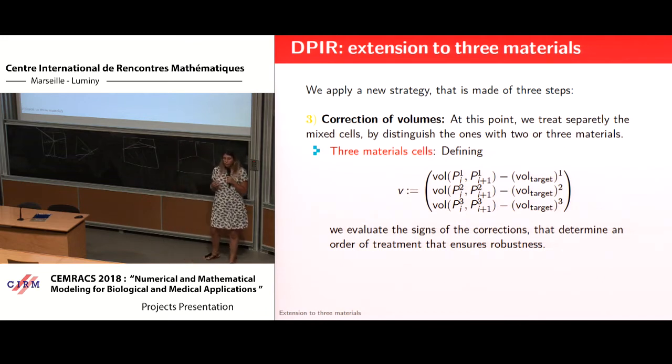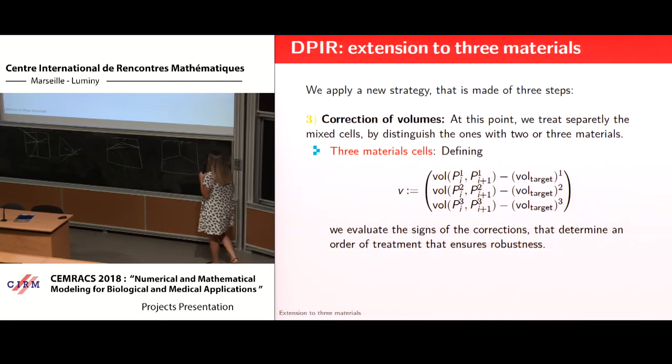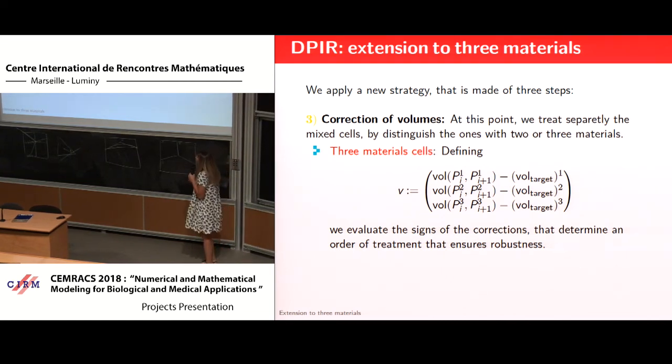So we didn't want to choose a material as the first and then give it priority. What we observe is that if the volume inside the cell is not already corrected, there will always be a material that behaves differently with respect to the others. So there will always be a material, for example this one, that wants to increase this volume, and the other two want to diminish it, or vice versa.